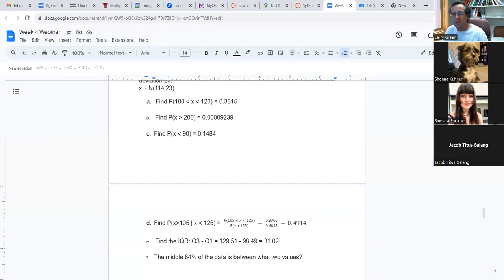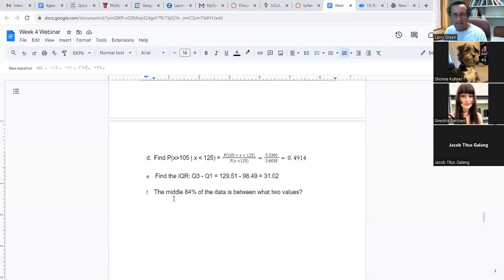Okay, so here's the next one. I used to not do this one, and then everyone had trouble in the homework, so I decided I better put this one in. The middle 84% of the data is between what two values? That one's going to take some thought. We need two numbers, not one number. And there's two unknowns, and in the calculator you can't leave two things blank. Is that clear so far?